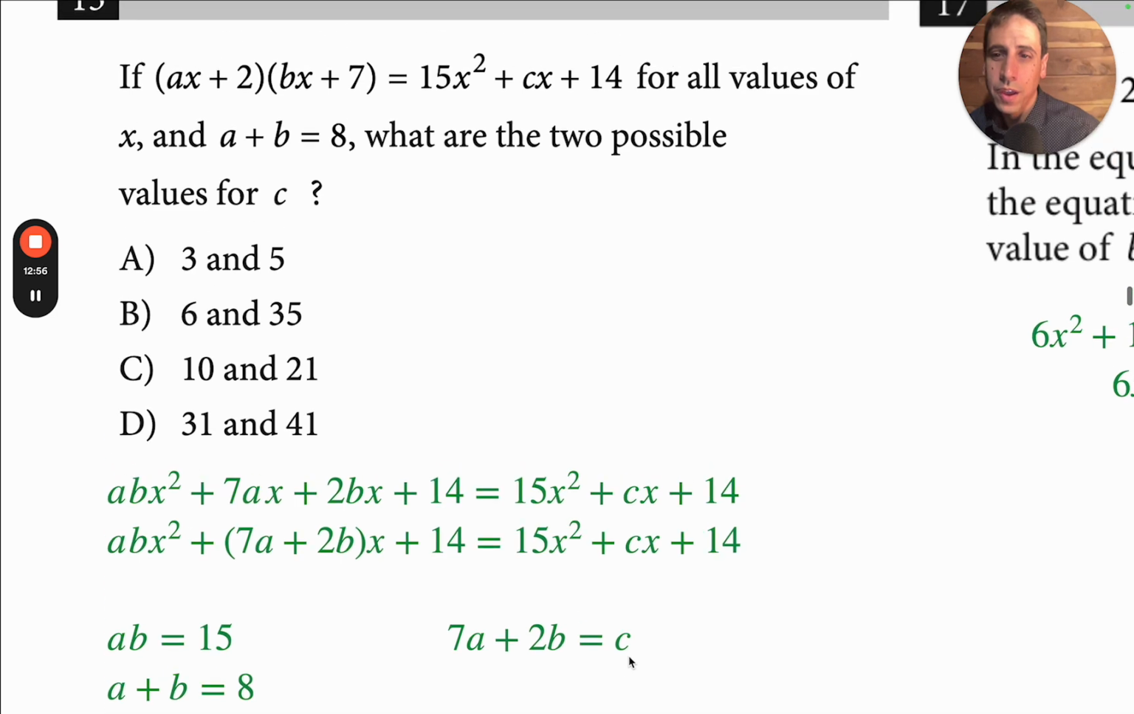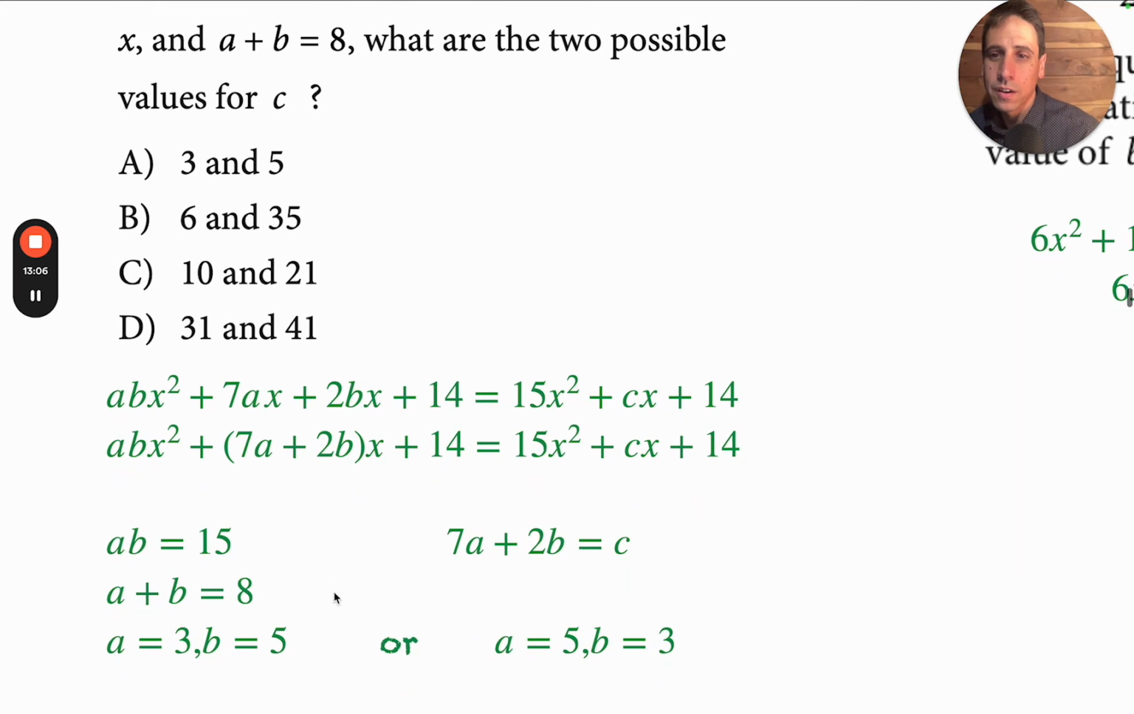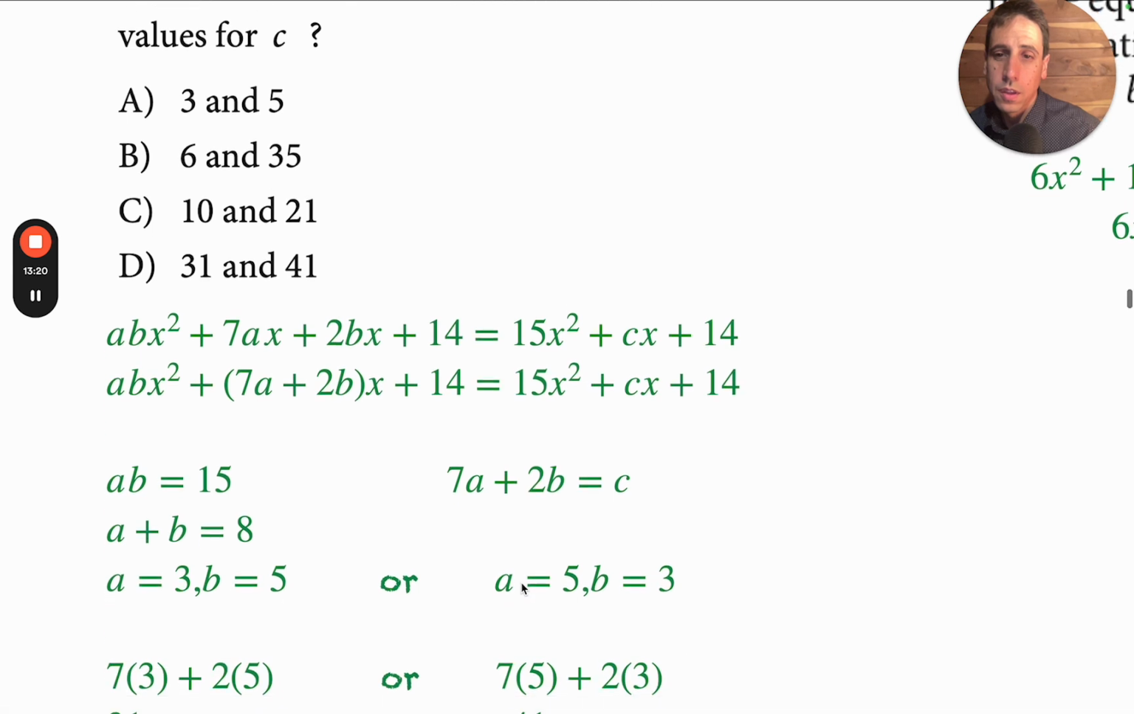So I know these two facts. I know that a times b is 15, and I know that 7a plus 2b is equal to c. I also happen to know that a plus b equals 8. So if a plus b equals 8, you give me two numbers that multiply up to 15 and add up to 8, well, that's going to be 3 and 5. Or you also have it switched around, or it could be 5 and 3.